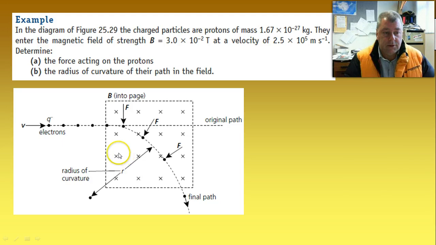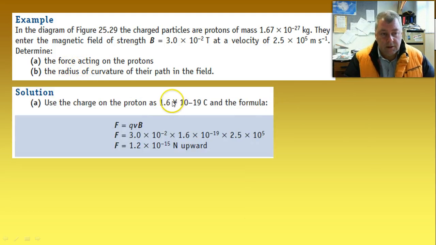This diagram here, which we talked about before, the particles come in, we're given a mass of the protons, we're given the strength of the magnetic field, we're given the velocity, and typically we'd be asked to find out the other things that we could work out about it, and that would be the force and the radius. And that's supposed to be a times sign, and that's supposed to be the power. The charge of a proton is the same charge as an electron, 1.6 times 10 to the minus 19 coulombs, but being positive.